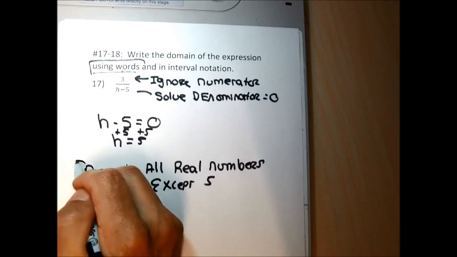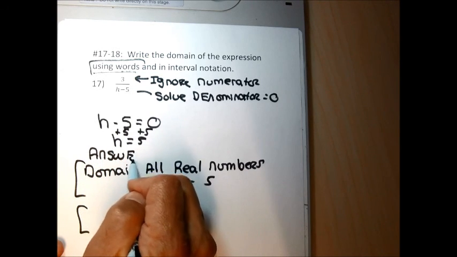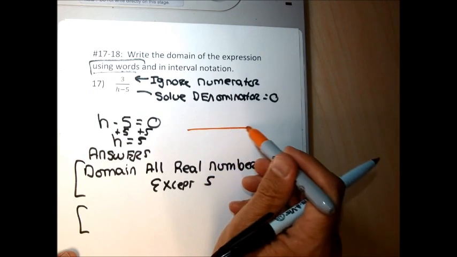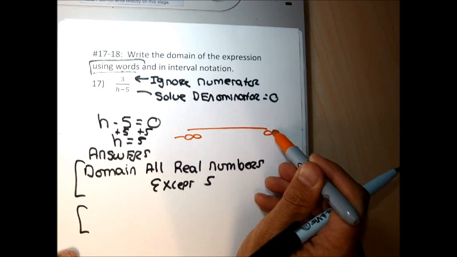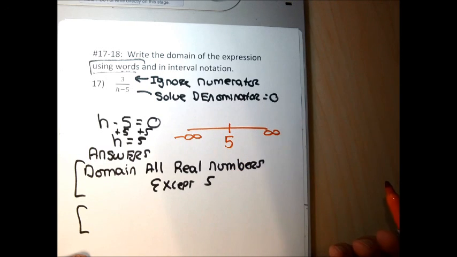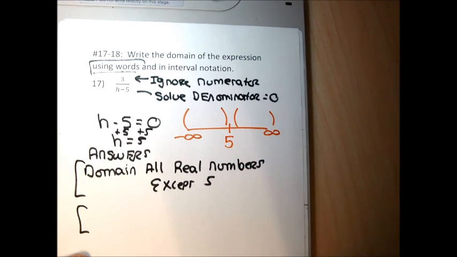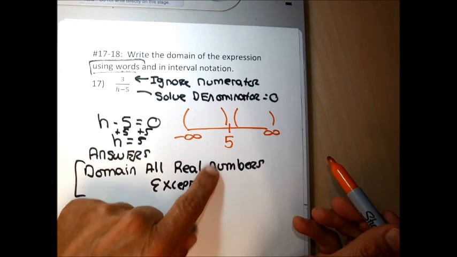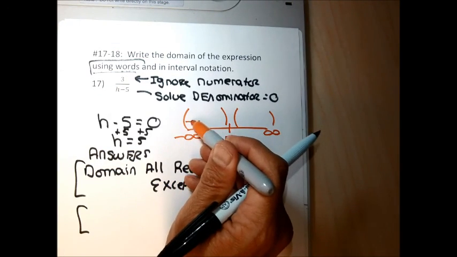The second thing is I need the domain written in interval notation. So there's kind of two answers to problem 17, because I'm supposed to write the domain in words and in interval notation. To get the domain in interval notation, you start off with a number line that has negative infinity on the far left edge, positive infinity on the far right edge, and any number that you're excluding from the domain goes between the infinities. And then you put round brackets that kind of break the number line up into one more interval than there are numbers that you're excluding from the domain. I'm excluding one number from the domain, I'll need two intervals. If I was excluding two numbers from the domain, I would have three intervals.